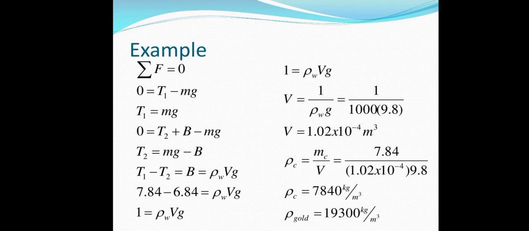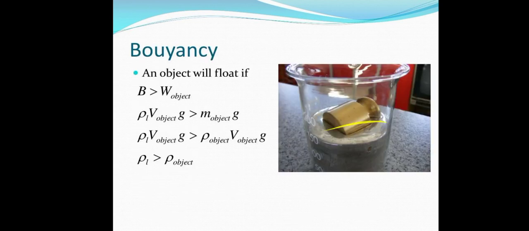So 7.84 minus 6.84 is 1, equal to density of water into volume into gravity. V is equal to 1 by rho_w into g. So the volume is 1.02 into 10 to the power of minus 4 meter cube. Now we can determine the density: rho_c is equal to mc by volume, 7.84 divided by 1.02 into 10 to the power of minus 4 into 9.8. So the density of the gold is 19,300 kilogram per meter cube.